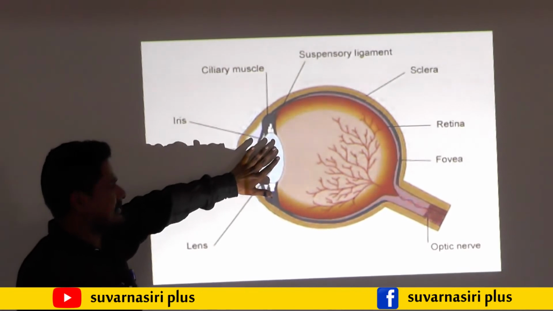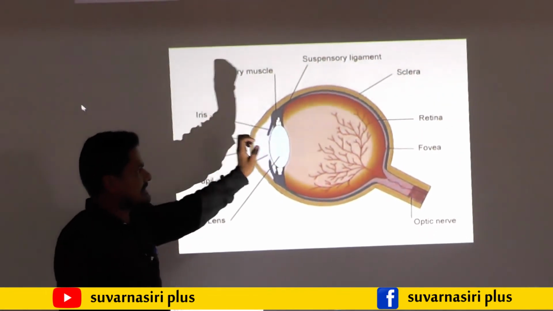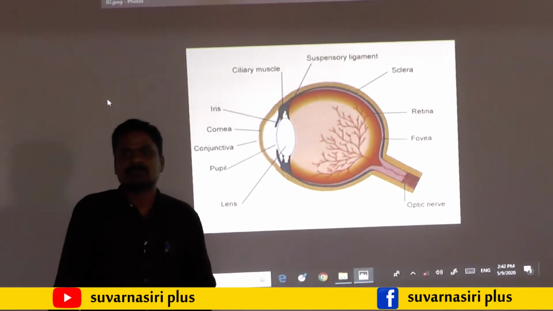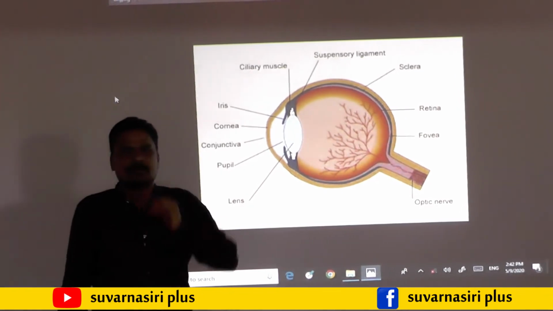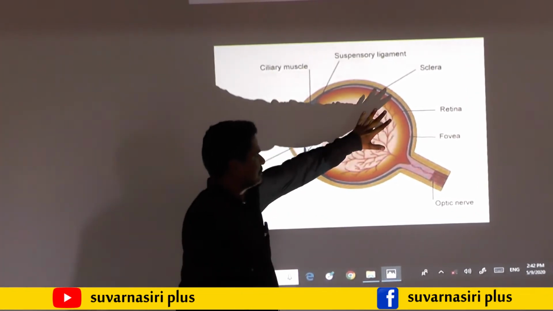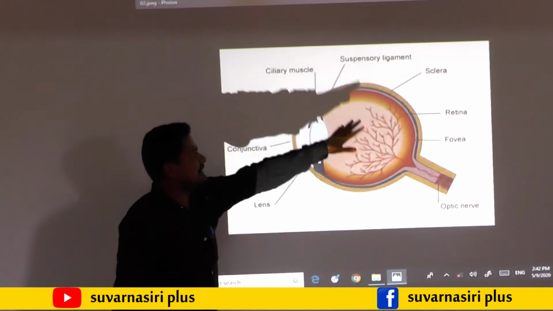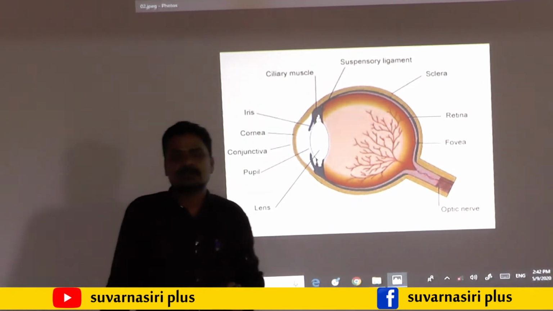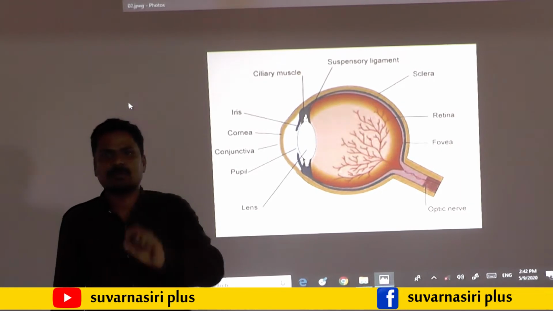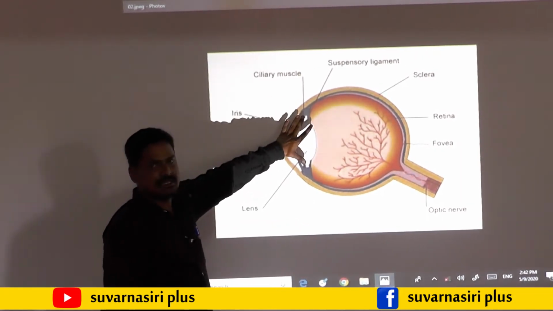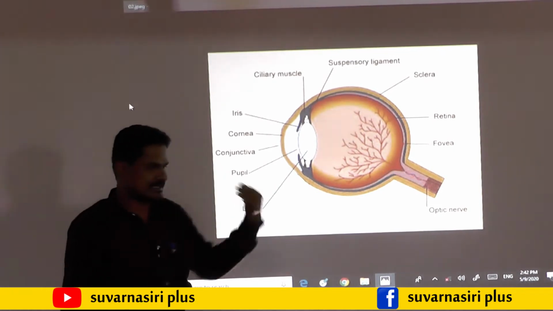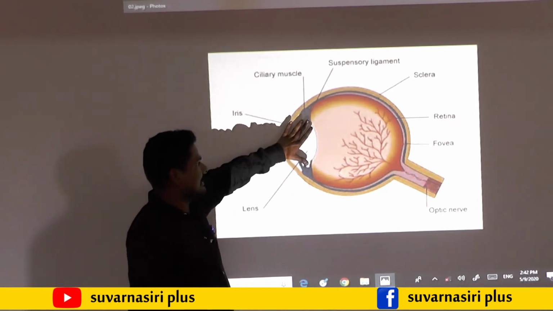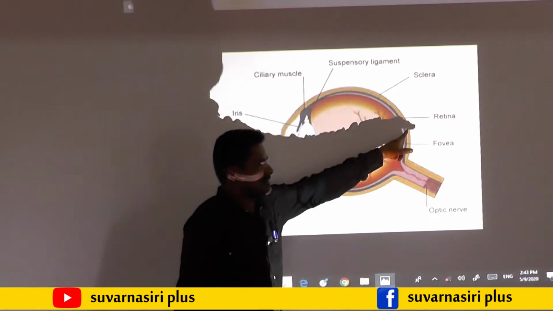Here this lens is a convex lens. A convex lens can form real and inverted images. So whatever objects we are seeing, the image formed is an inverted and real image. These are some accessory parts. The function of the ciliary muscles is to adjust the focal length of the lens. If we see far objects or near objects, these ciliary muscles adjust the lens focal length, through which the image forms on the retina.